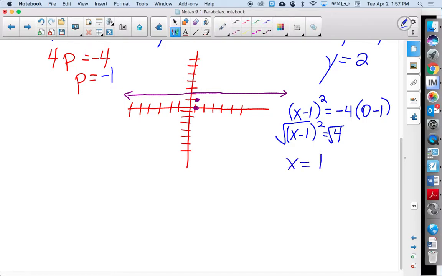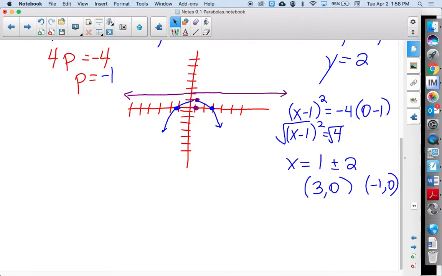Kate, the square root of 4 would be? Plus or minus 2. So 1 point would be at 3, 0. So same y value. And the other point is at negative 1, 0. So now I know the width of the parabola. So I'm going over to 3 and over to negative 1. So the vertex was closer to the focus. My graph isn't as wide.